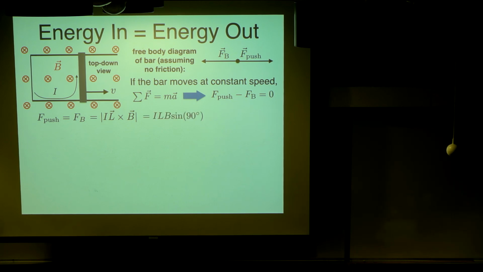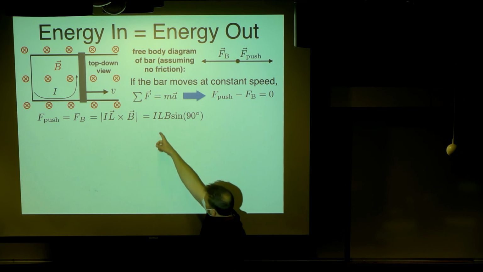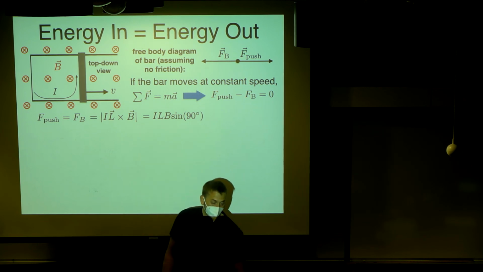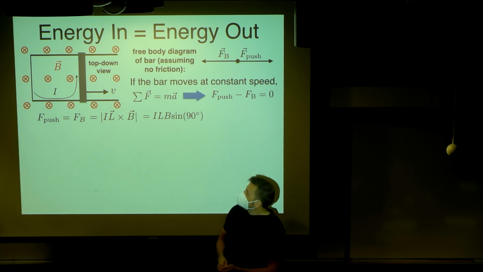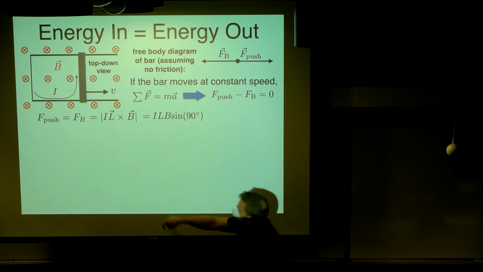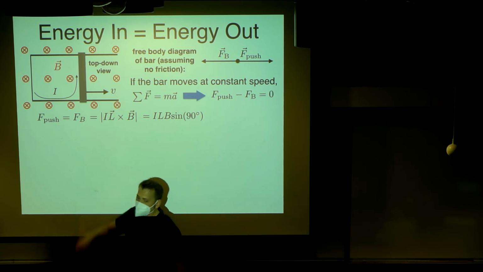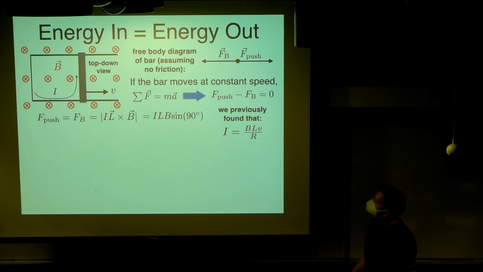So what's the magnitude? It's the current, which is I, times L, which is the length of our bar, times B. And the current and the B field make a 90-degree angle with respect to one another. I hope you guys can see that, because the B field is going this way, the current's going up, so they're at 90 degrees. And so to simplify, actually before we do that, let's take the result we just worked out.